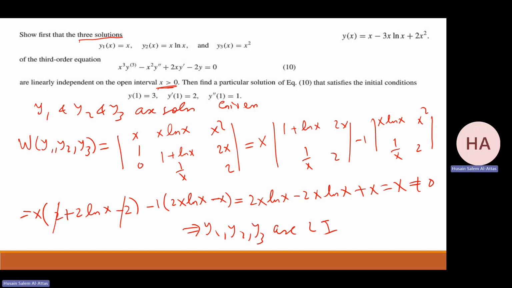By the way, why did he write x is positive? Because if you notice, the differential equation is y triple prime minus y double prime times 1 over x, plus 2 over x squared minus 2 over x cubed equals 0. So this has a unique solution. I need these functions to be continuous, so I need x not equal to 0. But since this is 1, I'll choose the interval 0 to infinity. That's the way to think about that.